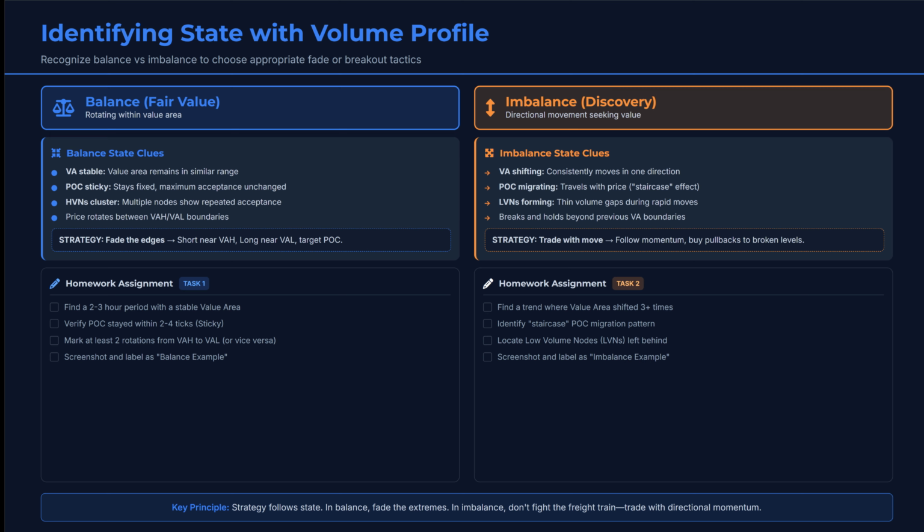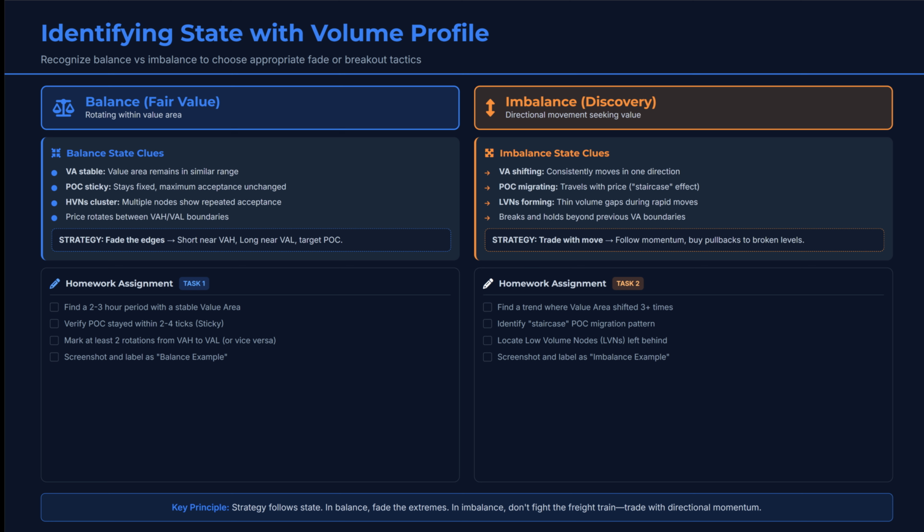First, locate a stable value area. The VAH and VAL should remain in a similar price range over this period, not shifting dramatically. Second, verify POC stickiness. The point of control should stay within a narrow range throughout the entire period. Third, mark at least 2 complete rotations where price moved from the VAH down to the VAL or from the VAL up to the VAH. You need to see this ping-pong behavior clearly.